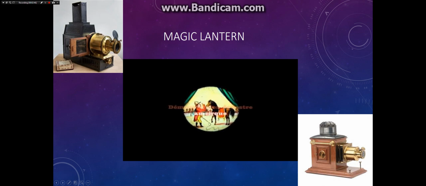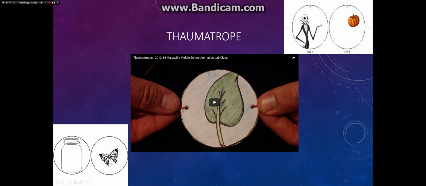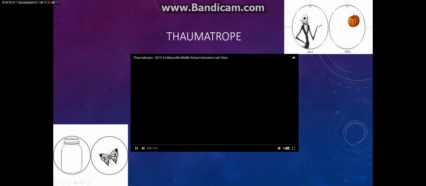Okay, next is the thaumatrope. The thaumatrope is a little cutout disc that has a picture on both sides, which goes together when you spin it very fast with 2 strings on both sides. The image is too fast for the eye to see individually, so it just perceives only the whole image. This was created in 1824 by Sir John Herschel, and it was a device. And here is the video.